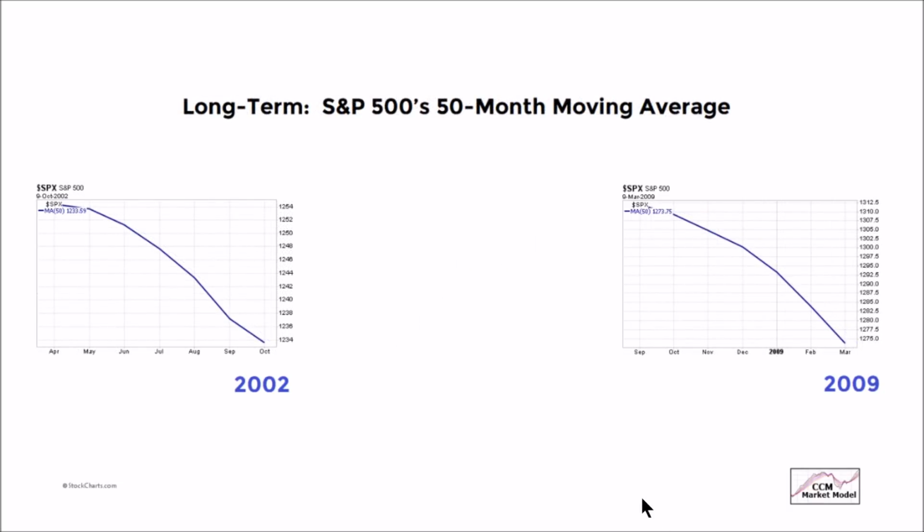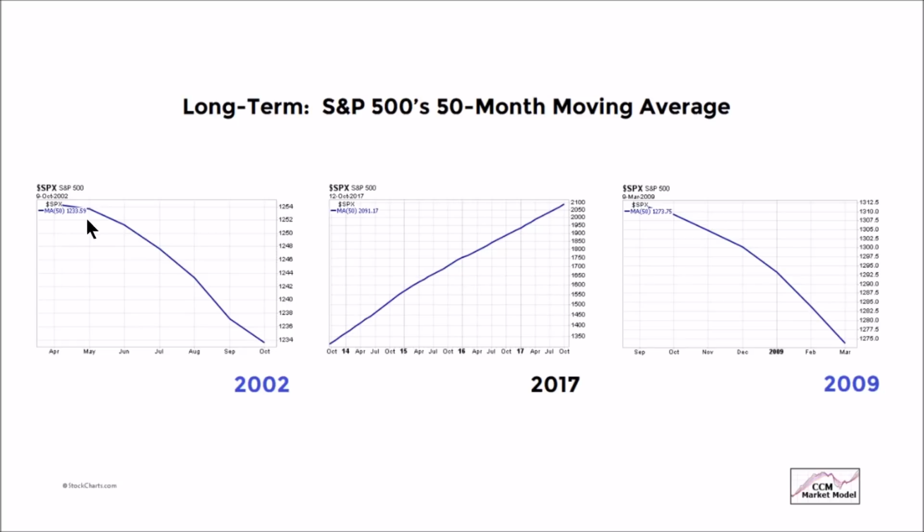Same principles apply when we move out to 60,000 feet. This is the S&P 500's 50-month moving average in 2002. S&P 500's 50-month moving average late in 2008 and early in 2009. We said we wanted to avoid upper left-hand corner to lower right-hand corner moves. That's not what we have in the present day. We pretty much have the polar opposite. We're moving from the lower left-hand corner to the upper right-hand corner, which is what an uptrend or favorable trend looks like.